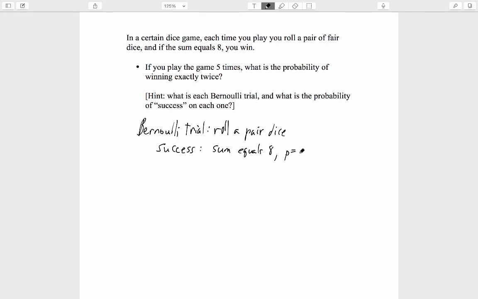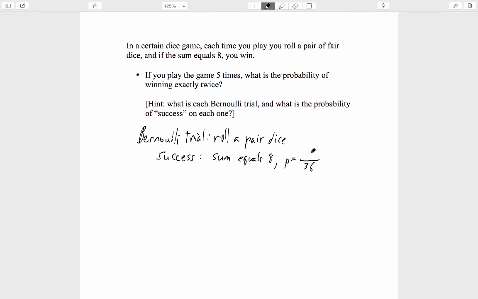Here we have to go back and think about the experiment. We have to go back and think, what does it look like when you roll 2 fair dice and find the probability that the sum equals a certain number? This is something that we've thought about before. This is an experiment with 36 equally likely outcomes. And if you count them, there are 5 outcomes in which the sum equals 8.